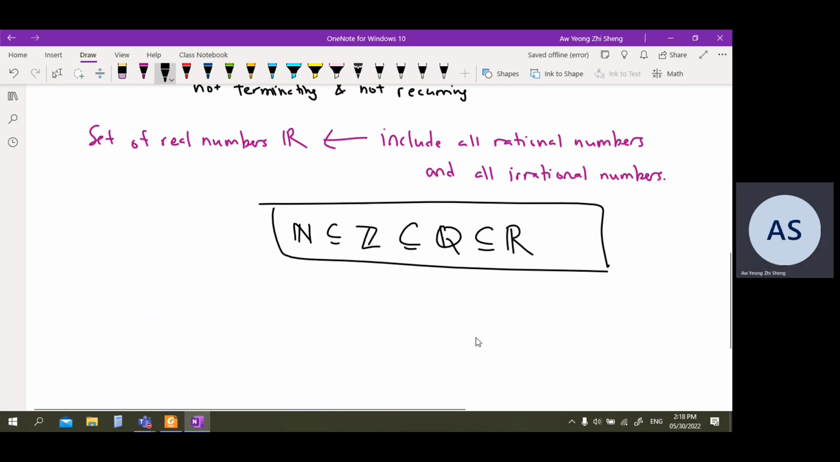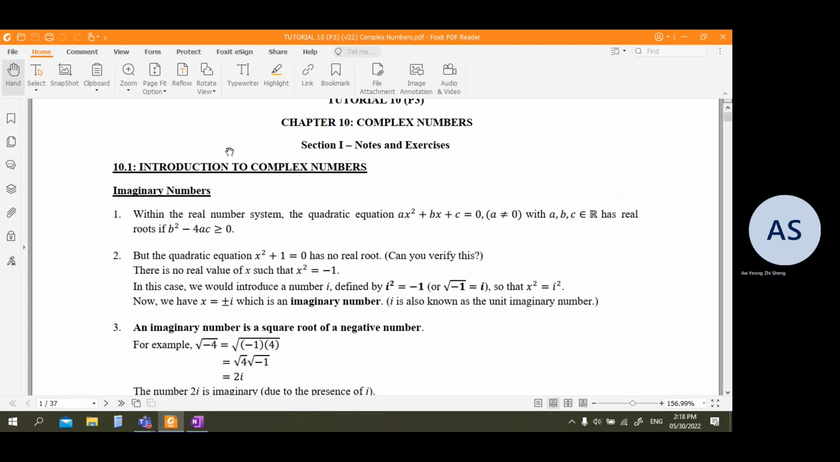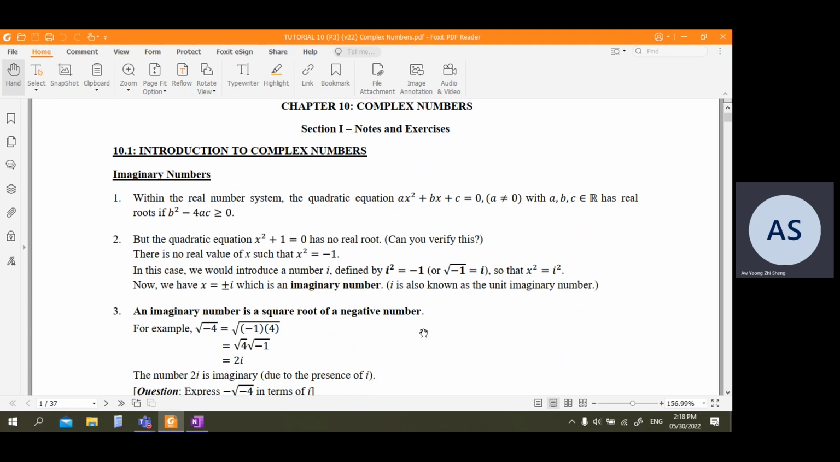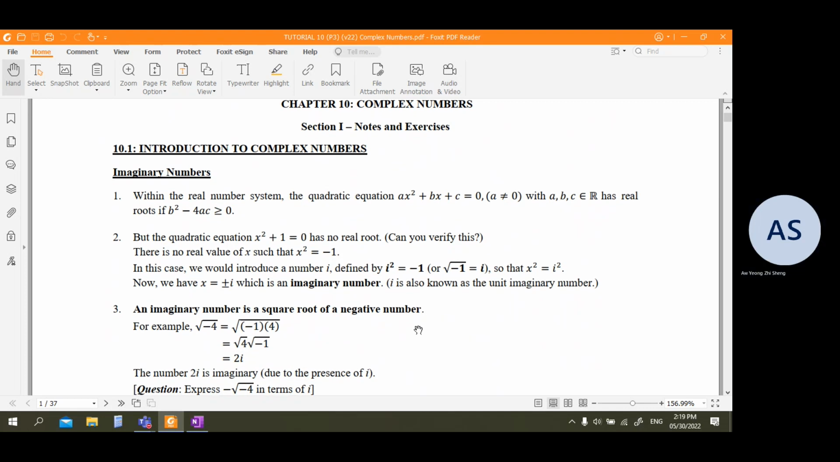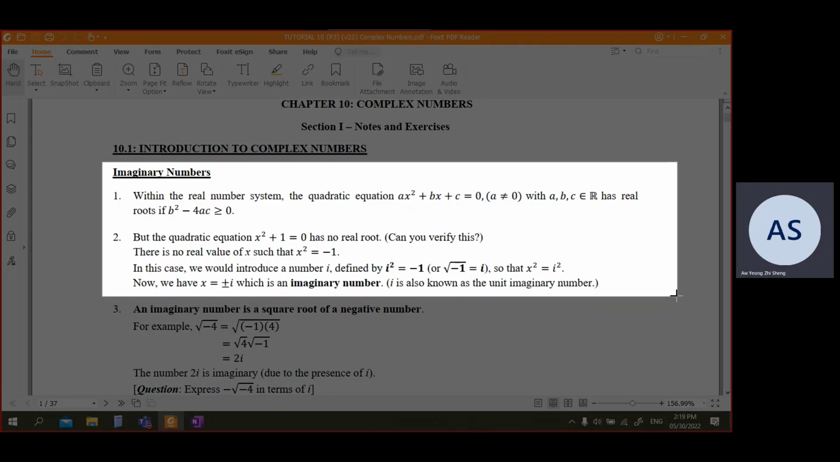Now let's read the notes on page 1 of chapter 10. First of all, introduction to imaginary numbers. An imaginary number is a number that is not real. It's not within the set of real numbers. And so first of all, why do people come up with this idea of imaginary numbers? Let's read through point number 1 and 2.